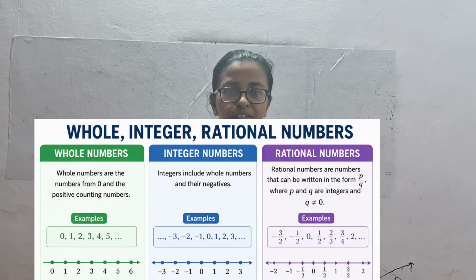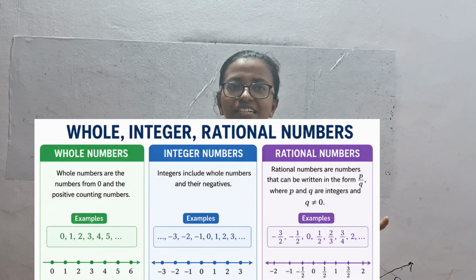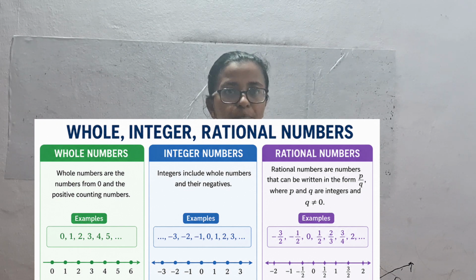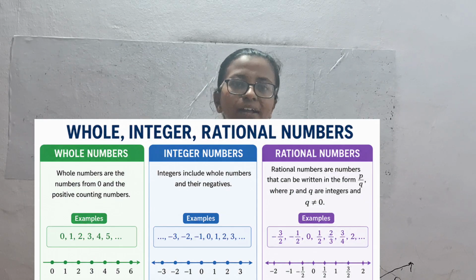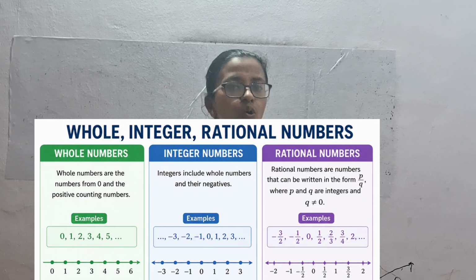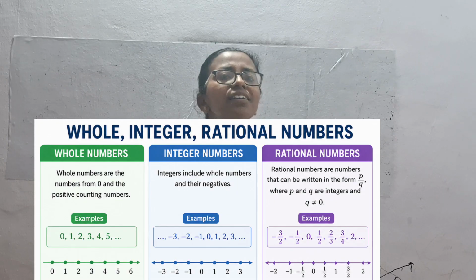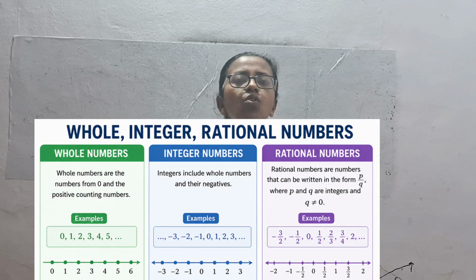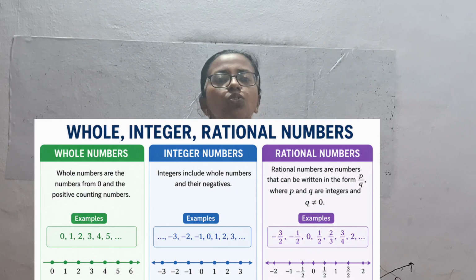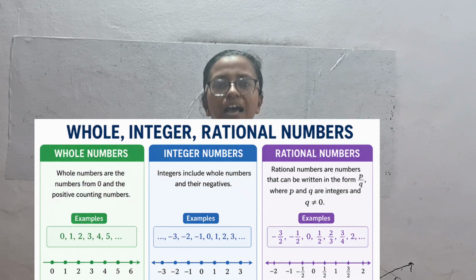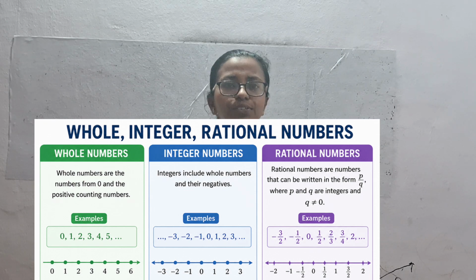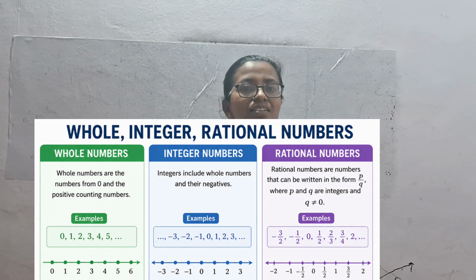Before that, we rewind the topic whole numbers and integers. What is a whole number? The numbers that start from 0, 1, 2, 3, etc. are called whole numbers. What are integers? Integers are nothing but whole numbers including negative numbers, say -2, -1, 0, 1, 2, 3, etc. Both negative numbers and positive numbers and 0 are called integers. Now we are going to see about rational numbers in this video.